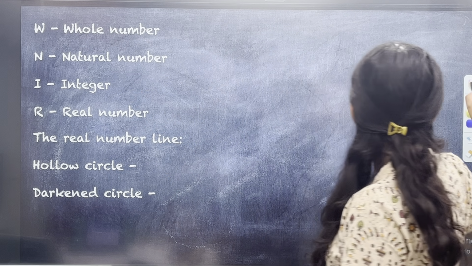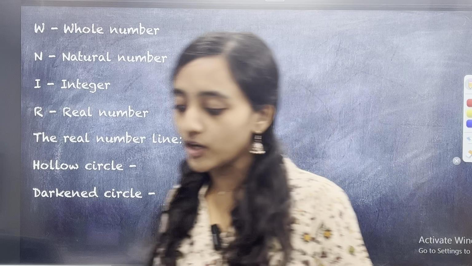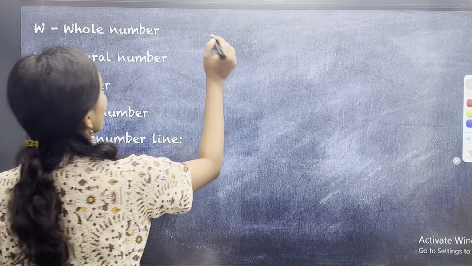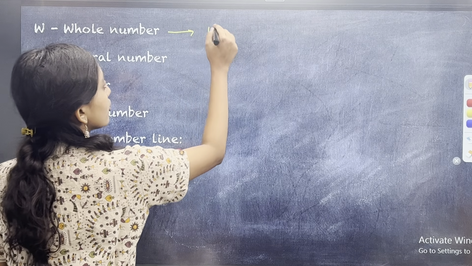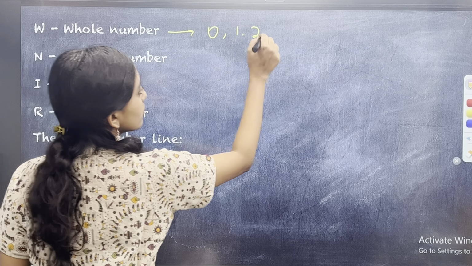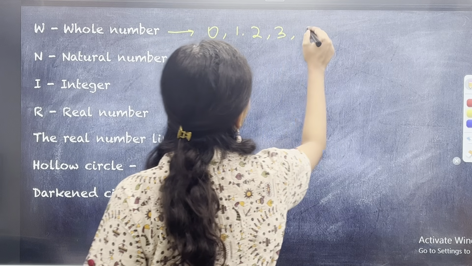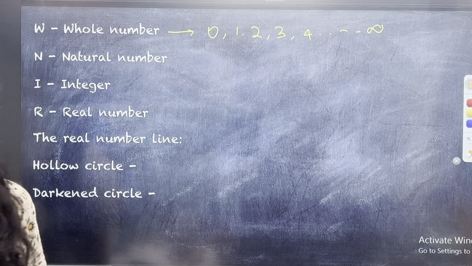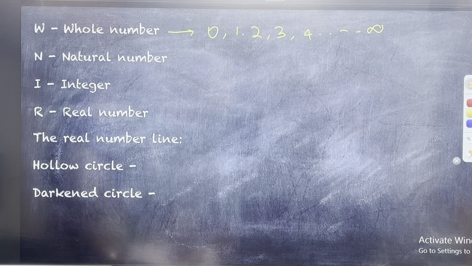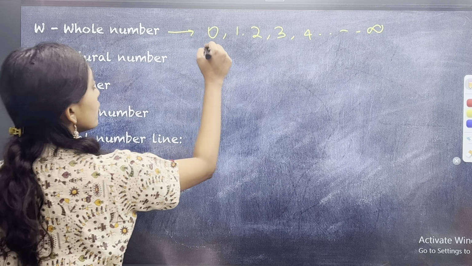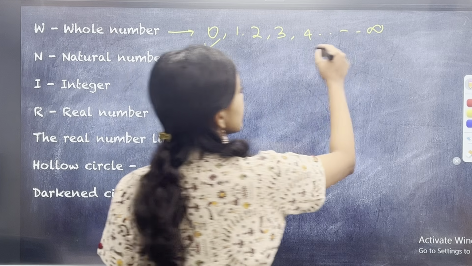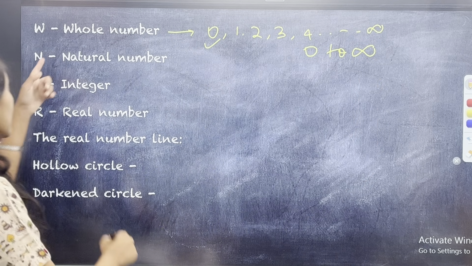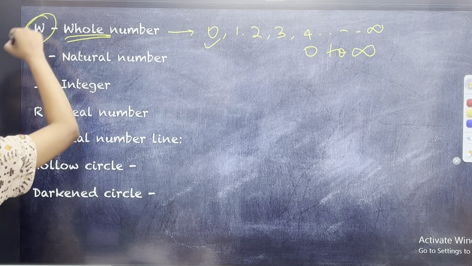Okay, let's start. What is a whole number? W. Whole number means every number which goes from 0, 1, 2, 3, 4, up to infinity. These are all called whole numbers. So basically, these numbers include 0 and they go from 0 to infinity. These are known as whole numbers and they are denoted by the letter W.